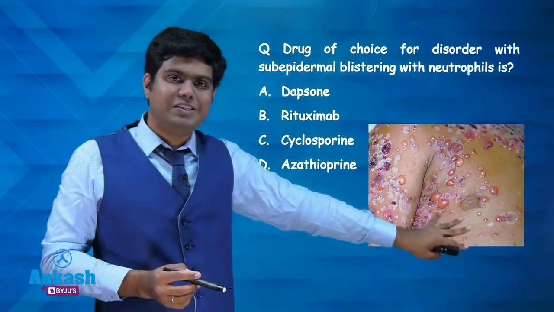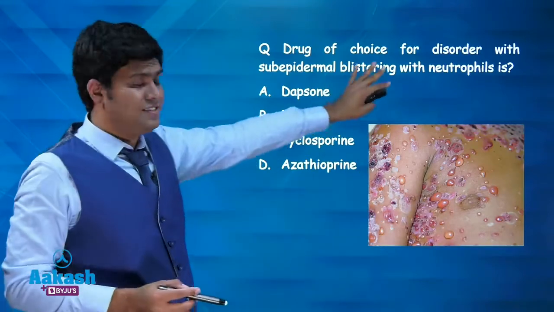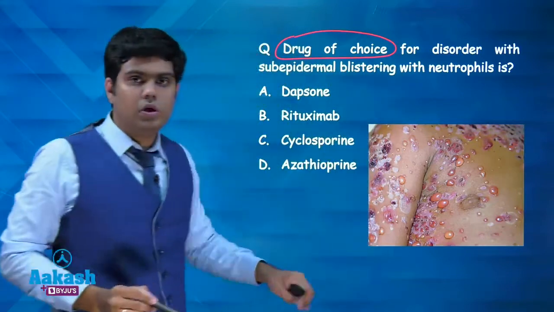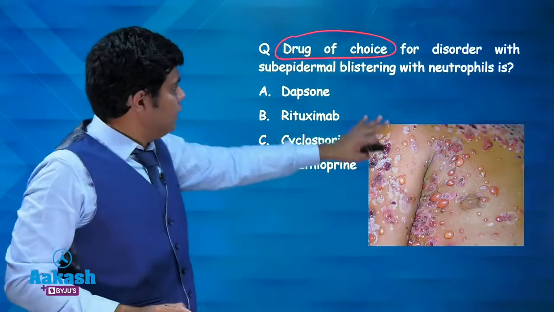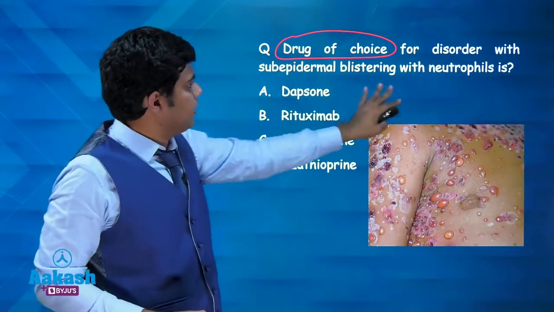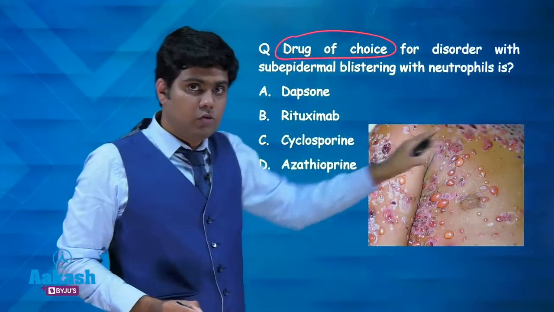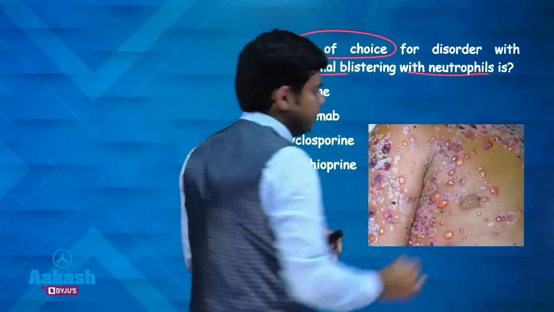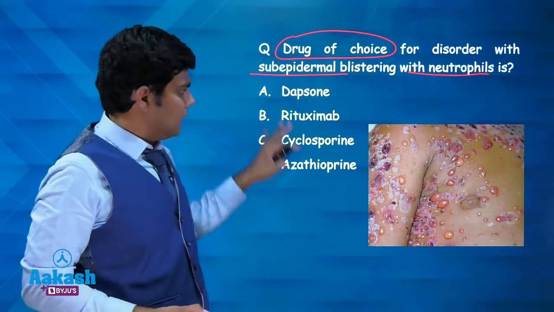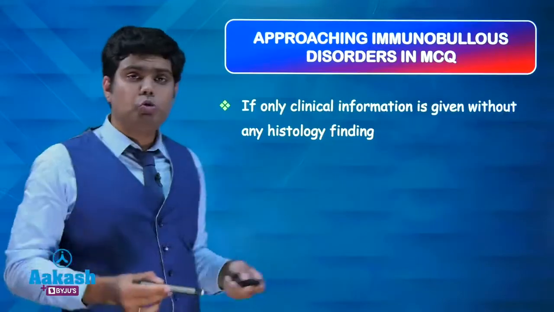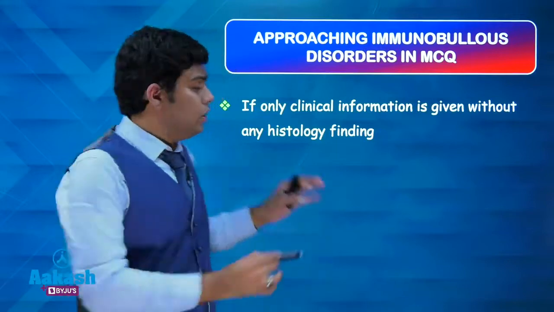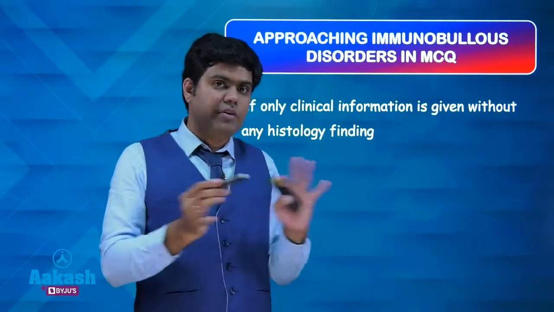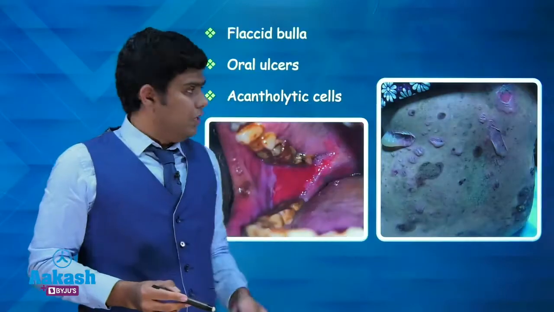Here we have got immunobullous disorder. So the question is drug of choice. They want to know the drug of choice in this case. So what have they given? They have given subepidermal blistering with neutrophils. They have mentioned that the disorder is subepidermal and it is having neutrophils on the histology. So what is the answer here? Let us discuss how to approach immunobullous disorders in MCQ. Immunobullous is very important, ultra high yield, NEET PG, AIIMS, INICET, everywhere, right? So you should know.